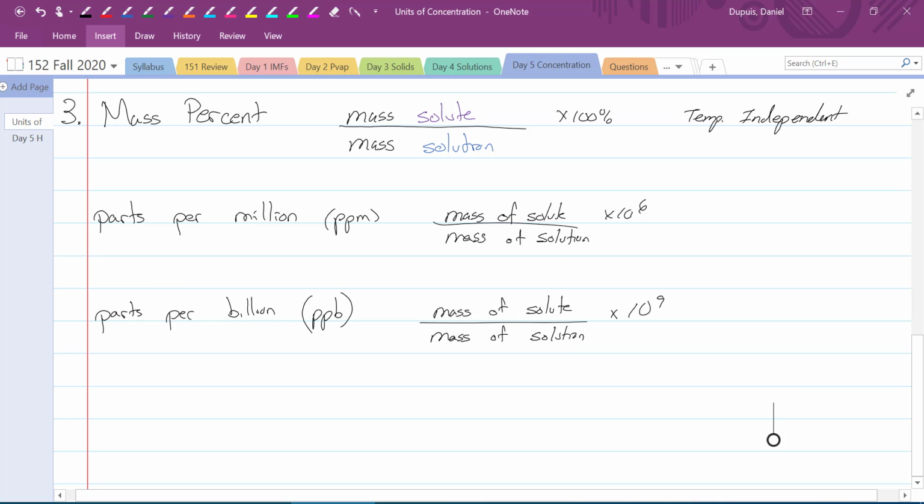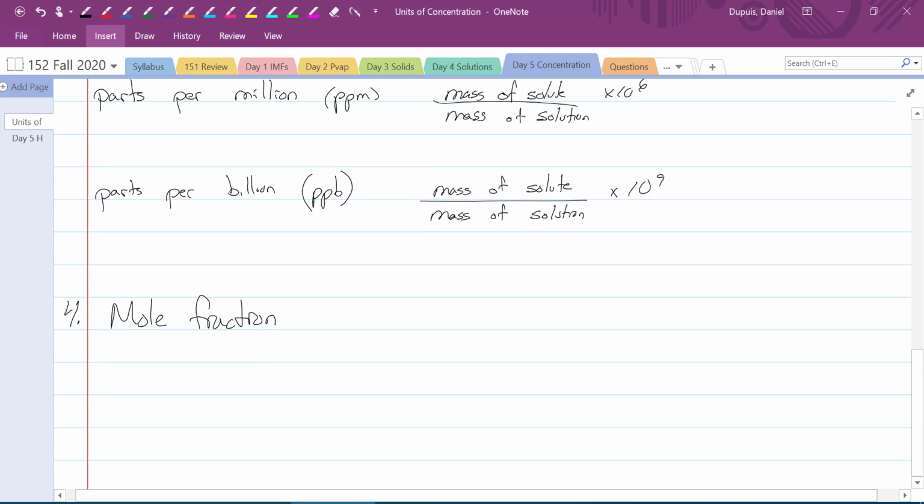All right, so we've got mass percent. Last one, mole fraction. We use the Greek letter chi, which looks like an X. The mole fraction of gas I. It's usually for gases, but it can be for anything. It's a particle ratio. It's moles of whatever I is, the solute, but it doesn't have to be the solute, all over total moles.